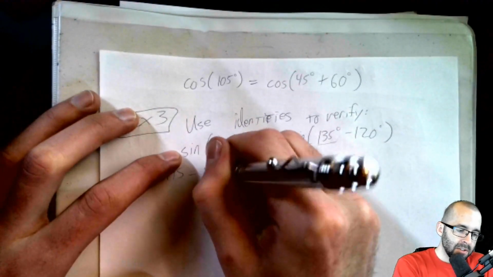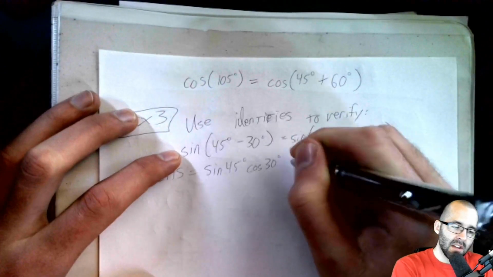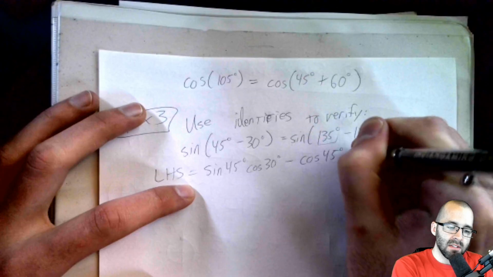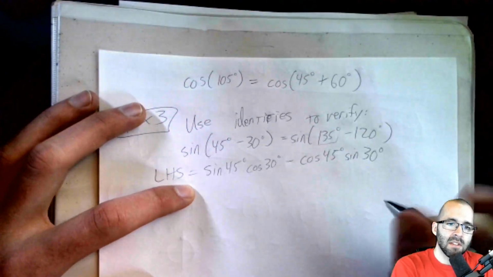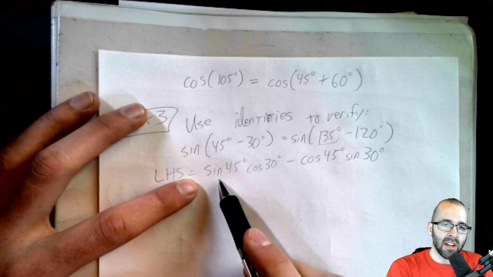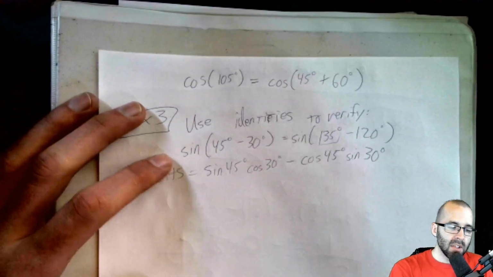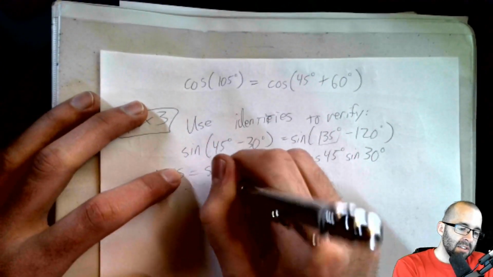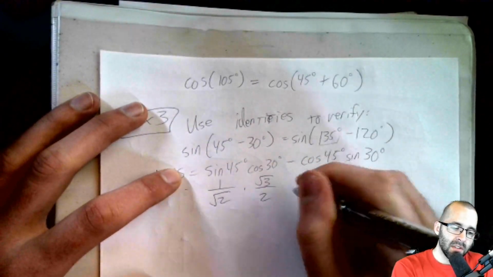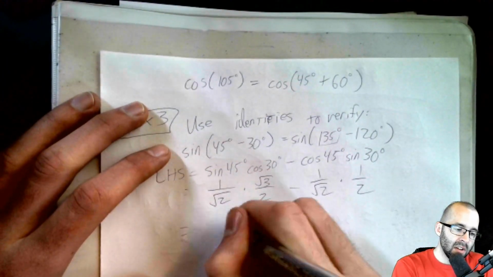All right. So sine of 45 degrees, cosine of 30 degrees, minus cosine of 45 degrees, sine of 30 degrees. Again, angle difference is going to be sine of the first, cosine of the second, minus cosine of the first, sine of the second. And you just evaluate, just like before. Sine 45, 1 over root 2. Cosine 30, root 3 over 2. Cosine 45, 1 over root 2. Sine 30, 1/2, just like before.